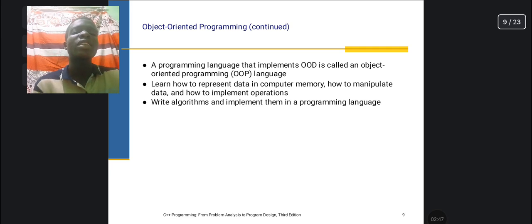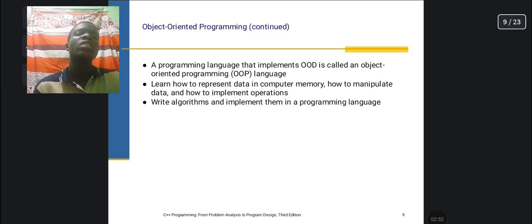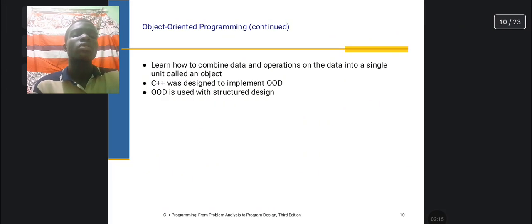A programming language that implements object-oriented design is called an object-oriented programming language. As we move further, we will learn how to represent data in computer memory, how to manipulate data, and how to implement operations. Then write algorithms and implement them in a programming language. An algorithm simply means a step-by-step approach to solve a problem. We also learn how to combine data and operations on the data into a single unit. As I said earlier, that's an object.